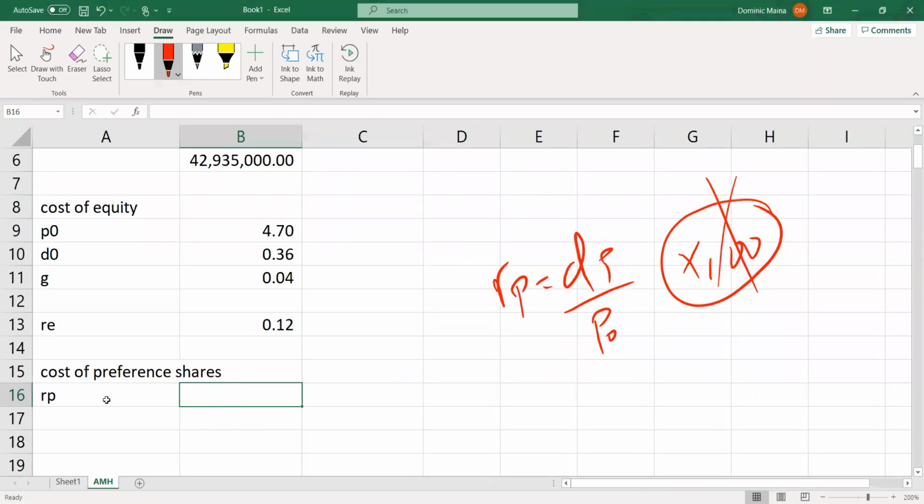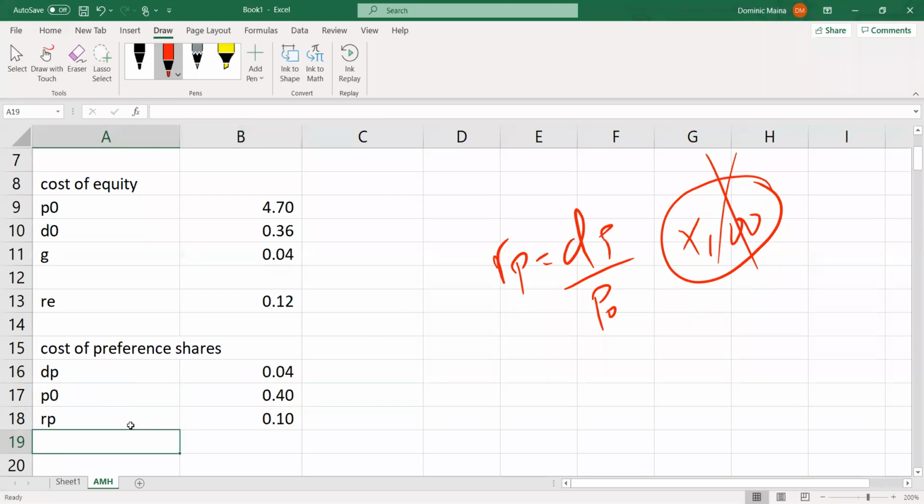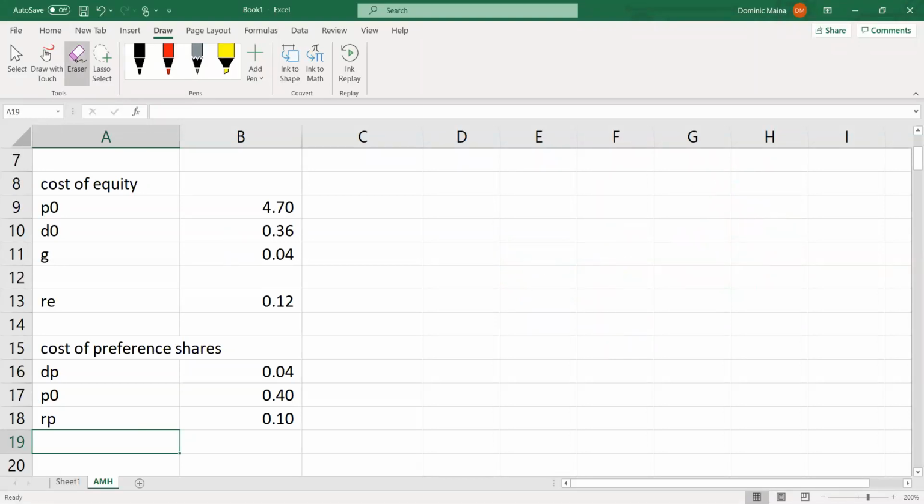Okay, the preferred dividend is equal to 4% of $1. P naught is equal to 40 cents, which is 0.4 per dollar. Therefore, the cost of preference share is equal to the preferred dividend divided by the market value. We divide 0.04 by 0.4, which gives 10%, or 0.1. That's the cost of preference share.